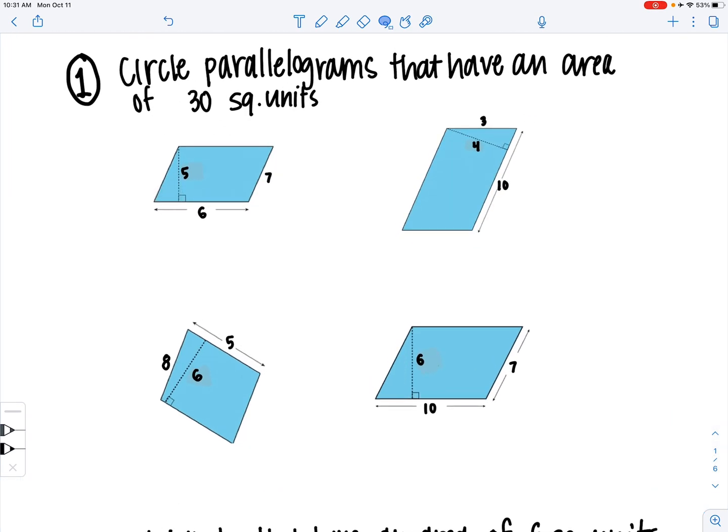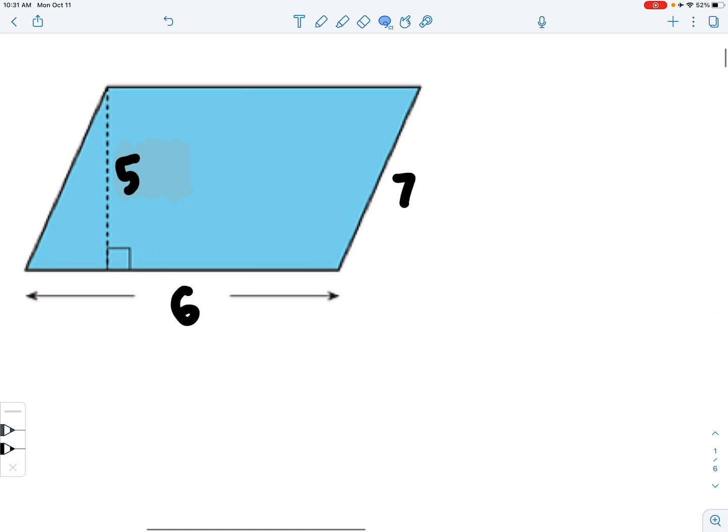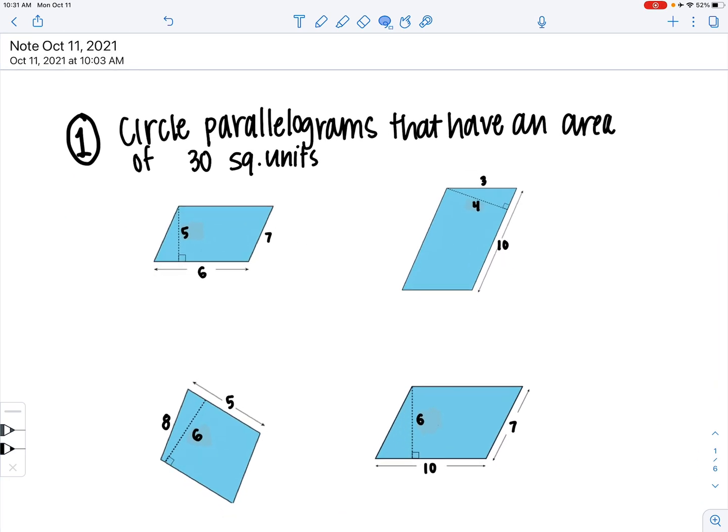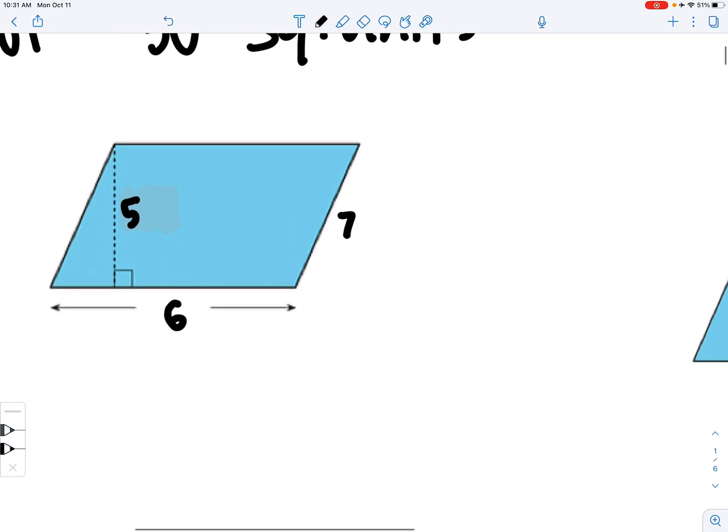So, the first question on the test was similar to this. This problem says, circle the parallelograms that have an area of 30 square units. Now, the first step is to find the area of each of these parallelograms. We should be recognizing this word, parallelograms, and seeing that that's what we have here, four-sided shapes with parallel sides. And that means we need to use the formula for the area of a parallelogram, which is base times height. So for each of these, I should determine what is the base, what is the height, and what is the area. So go ahead and pause the video, figure out the base, height, and area, and then push play again.